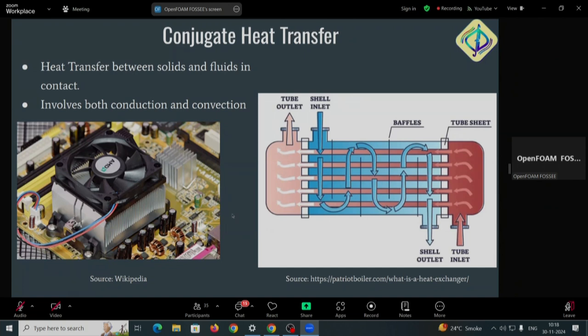Generally, in all the applications, you will not have only pure conduction, you will not have only pure convection or radiation, but you will always have a combination of these. That is where conjugate heat transfer simulations come into the picture.